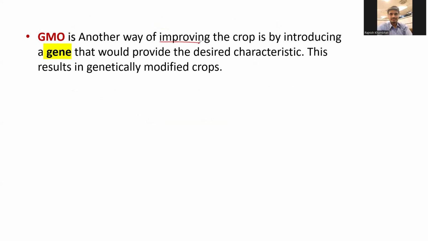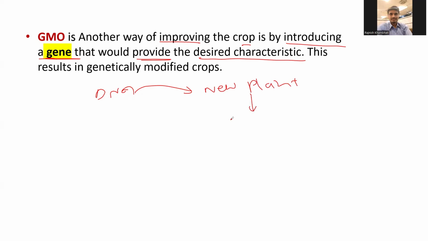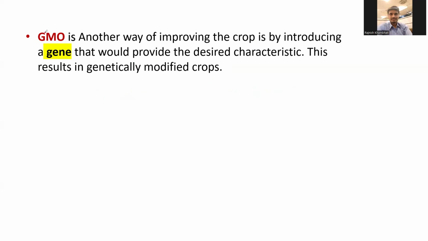GMO is another way of improving the crop by introducing a gene that would provide the desired characteristics. Means over here, I will directly take the DNA from the plant who has the desired character, and I will just give that DNA directly into the new plant. And that new plant will carry the character which I wanted. So this process of transferring DNA or altering the DNA or changing the DNA is known as GMO. And this is how I can make genetically modified crops. Over here, the organism is my crop, my plant. So this is GMO, the next topic with which I can change the variety.